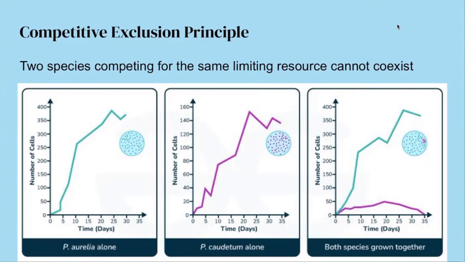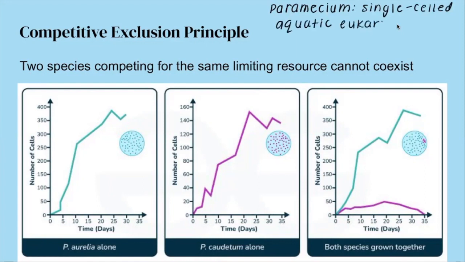So the graphs that you see are from a really famous experiment done to come up with this principle. This experiment was done with organisms called Paramecium. Paramecium are single-celled aquatic eukaryotes. That's kind of a review from bio, but a eukaryote is a cell that's got organelles, membrane-bound organelles. It has chromosomes, DNA. It's much more complex than a prokaryote. And they're aquatic, so they're living in water.